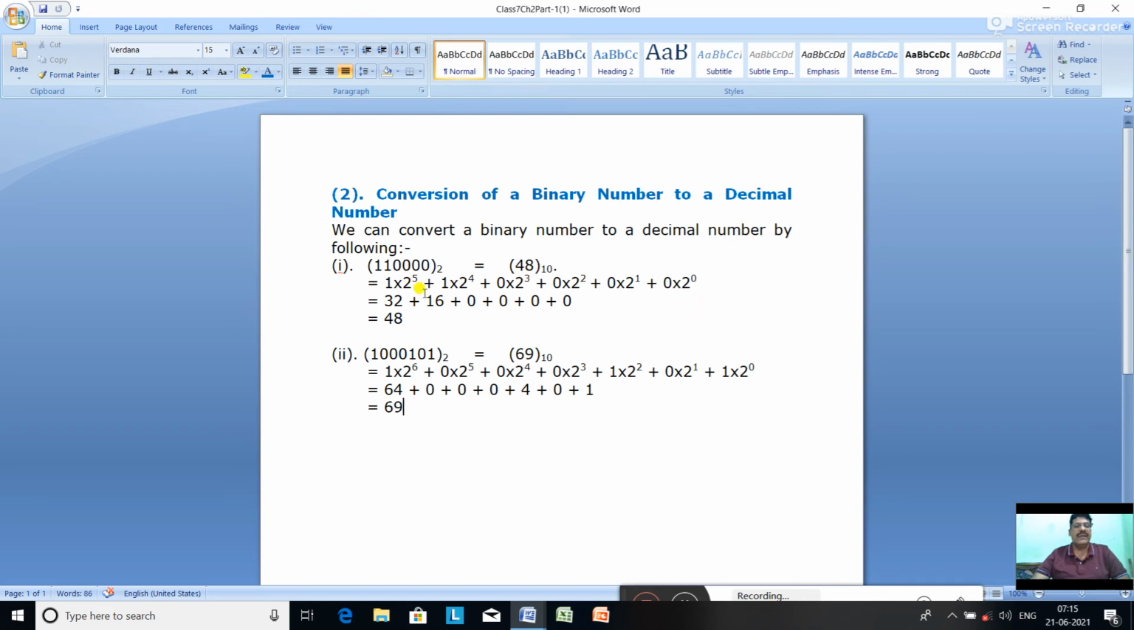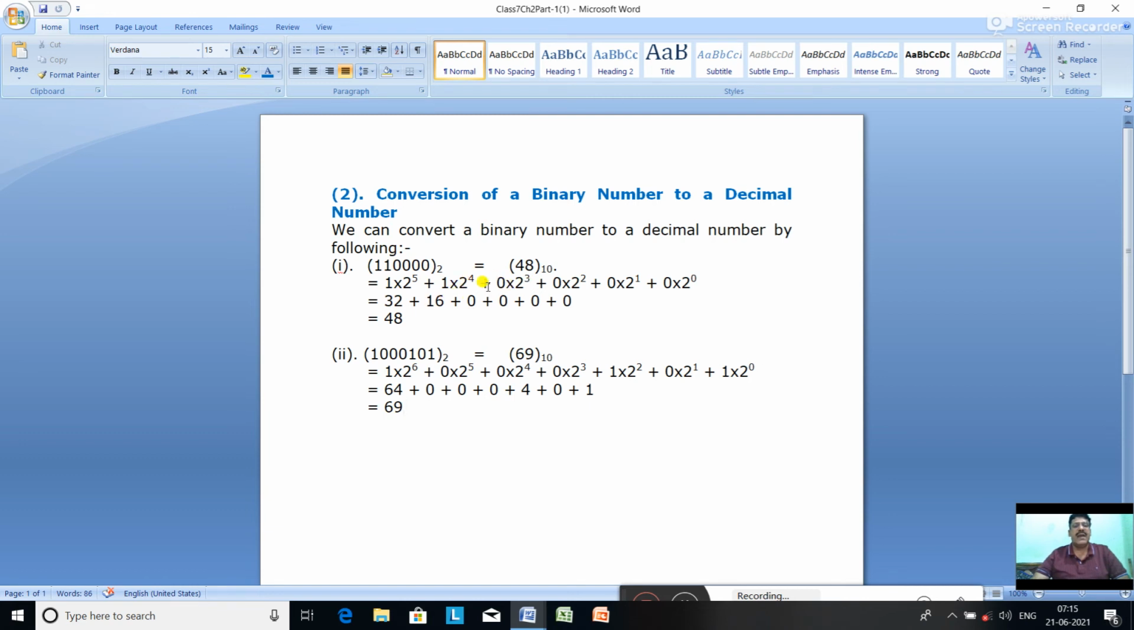Now if you evaluate it, 2 power 5 means 2 into 2 into 2 into 2 into 2. So 2 into 2, 4. 4 into 2, 8. 8 into 2, 16. 16 into 2, 32. 32 is the answer. Plus 1 into 2 power 4. 2 power 4 means 2 into 2 into 2 into 2. 2 into 2, 4. 4 into 2, 8. 8 into 2, 16.